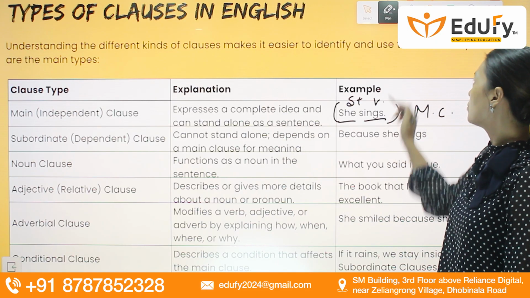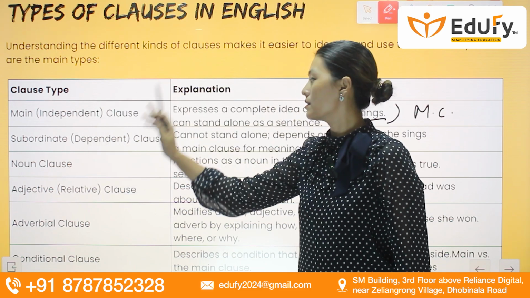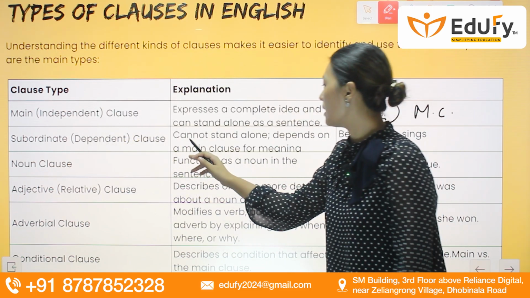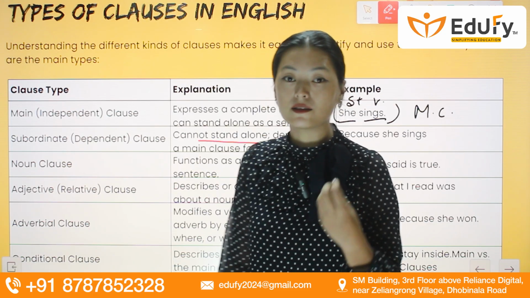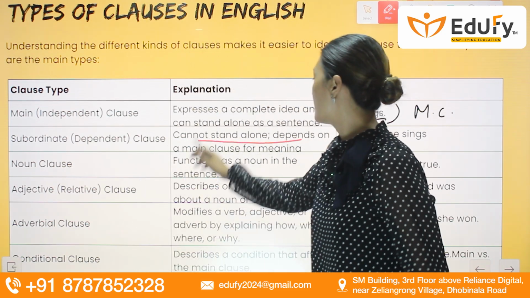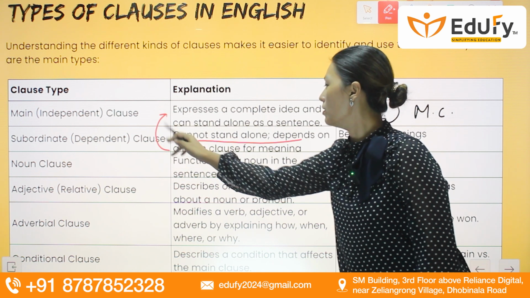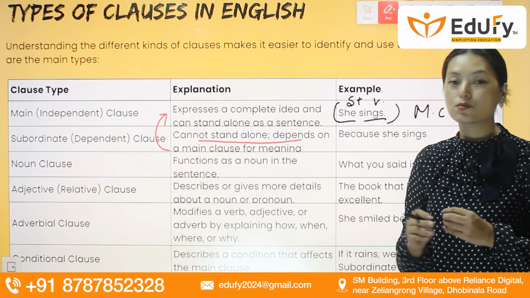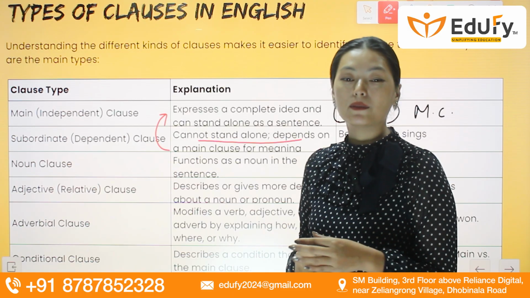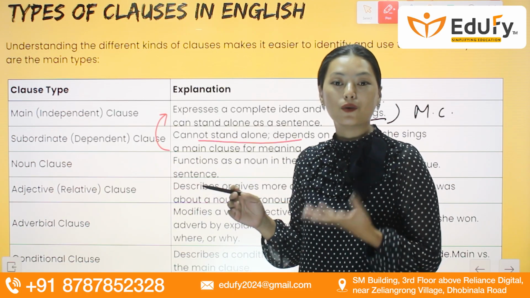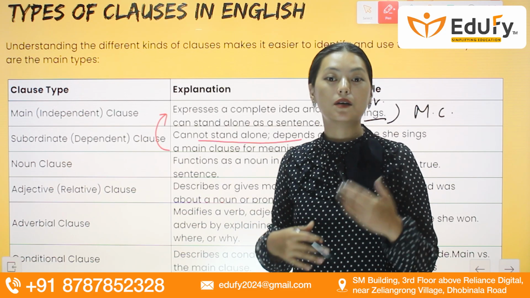When we move on to the next one, the subordinate or dependent clause, we understand that these are clauses that have a subject and a verb but cannot stand on their own. They depend on a main clause for meaning. That means it is a part of a sentence that has the subject and the verb but does not make complete sense. What does it do? It always requires a main independent clause to make more sense.